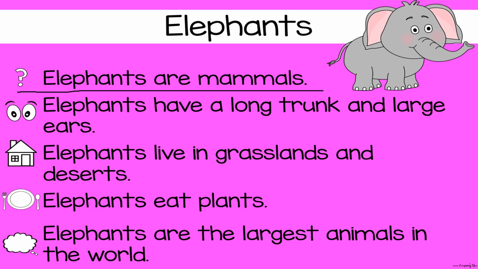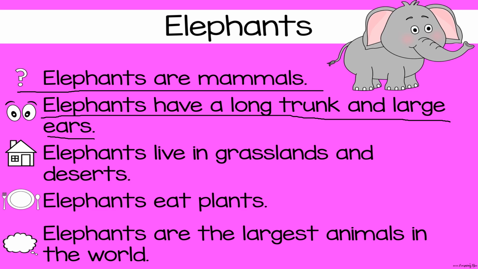Next one, we're looking at our appearance now. So we're thinking about what the elephant looks like. Let's read the sentence. Elephants have a long trunk and large ears. A long trunk and large ears. A simple sentence that describes the elephant's appearance, what it looks like.